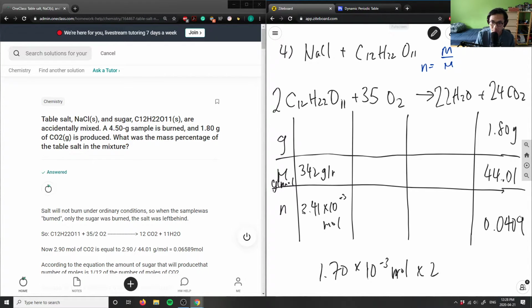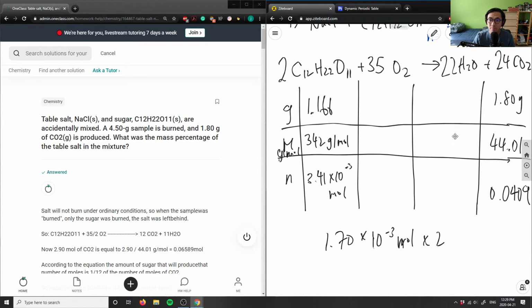342 grams per mole. And if I want to figure out mass, I simply have to multiply moles and molar mass together, right? So 342 times 3.41 times 10 to the negative 3 would give me 1.166 grams of sugar. So now we know the grams of sugar in our sample, which means we can find our table salt, because we have our total mass here.